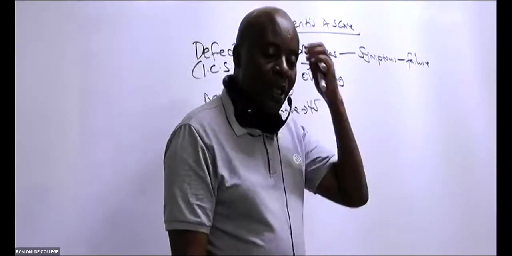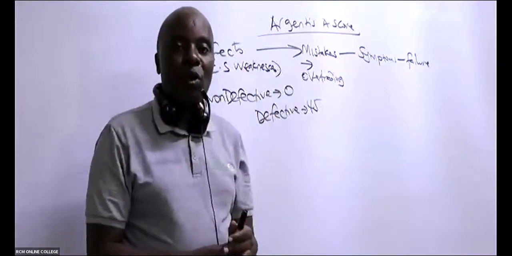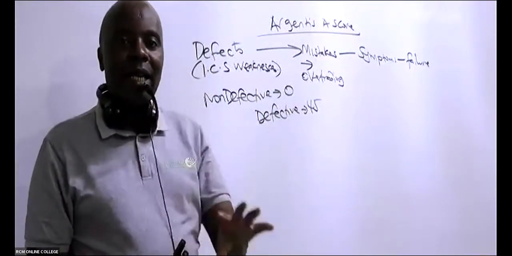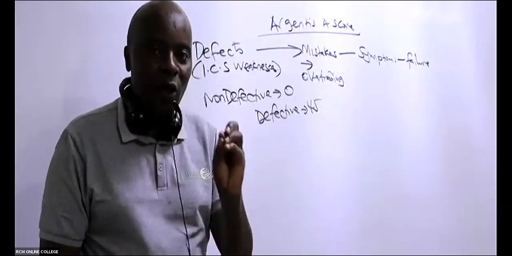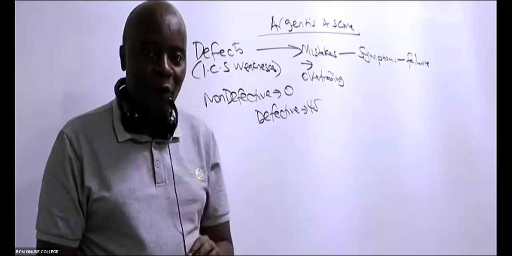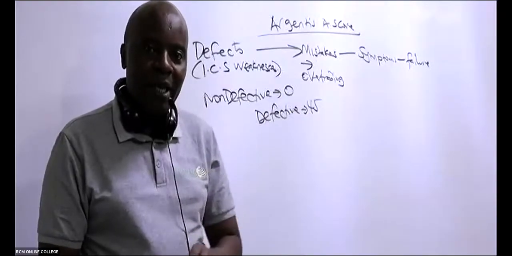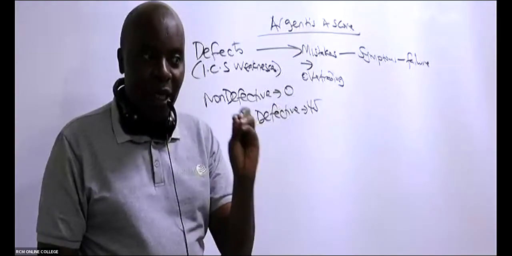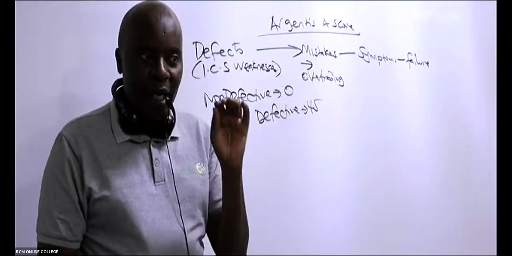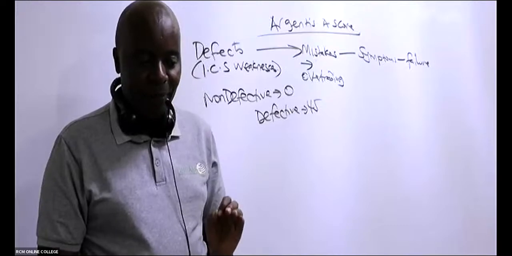The most important thing is for you to know that whenever we talk of Argenti's A-score, unlike all the other models, this is the only model that looks at how a company is performing, or bankruptcy in a company, but now using what we call qualitative factors. They're not looking at numbers. They're looking at qualitative factors.